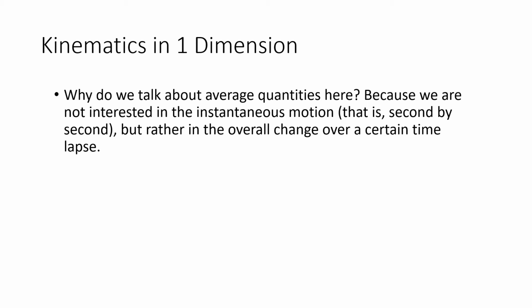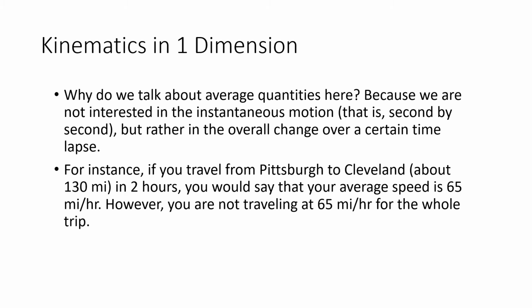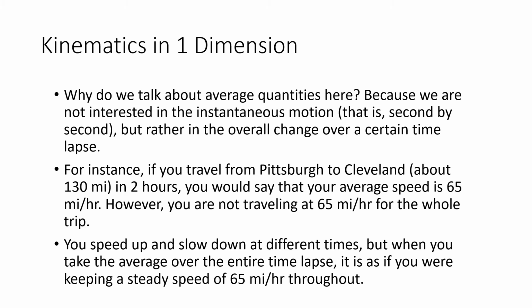So why do we talk about average quantities here? Because we're not interested for now in the instantaneous motion of the object, that is, the motion second by second, but rather we're interested only in the overall change over a certain amount of time. For instance, if you're traveling from Pittsburgh to Cleveland, which is, say, about 130 miles to make it round, and you do it in 2 hours, you will clearly say that your average speed is 65 miles per hour, because you travel 65 miles every hour, and in 2 hours you travel 130 miles. However, you're not traveling at 65 miles per hour for the whole trip. You might speed up, you might slow down at different times, but when you take the average over the entire time lapse, it's as if you were keeping a steady speed of 65 miles per hour throughout.